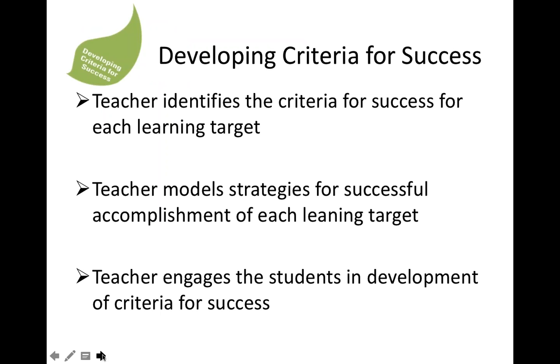Developing criteria for success. What will it look like when the student has learned the selected learning target? The teacher identifies the criteria for success and describes what students might make, say, do, or write to demonstrate that they've met the learning target. Teachers model what it looks like to reach the learning target and include the students in developing the criteria.